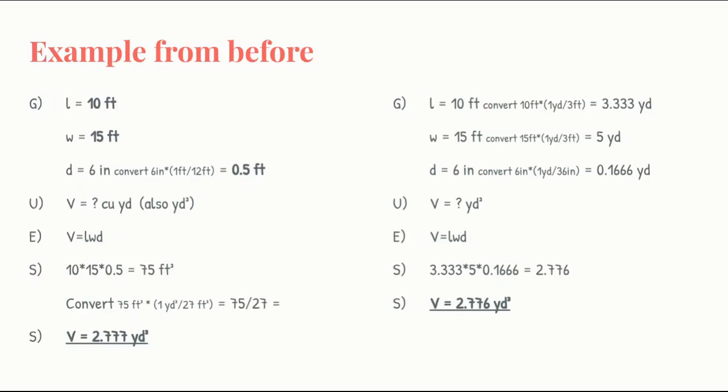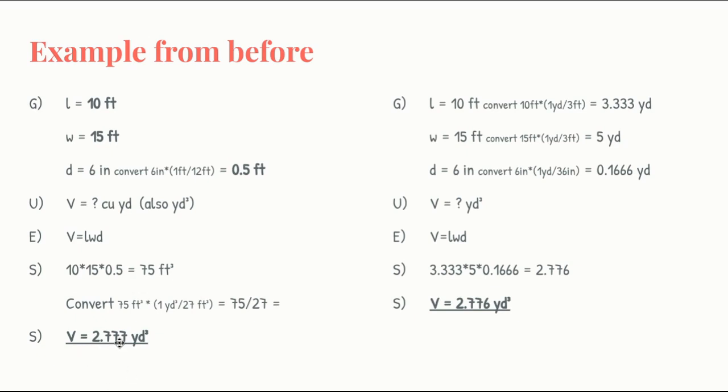So a problem might look like this. From the example before, our length is 10 feet, our width is 10 feet, our depth is 6 inches, but we convert that to feet, so it's 0.5 feet. We are looking for volume in cubic yards. Notice you can also use yards cubed, and you could also use feet cubed. Our volume formula is length times width times depth. Then we take 10 times 15 times 0.5 and get 75 cubic feet. Once we have 75 cubic feet, we convert that to cubic yards by dividing by 27, and we get 2.777 cubic yards.